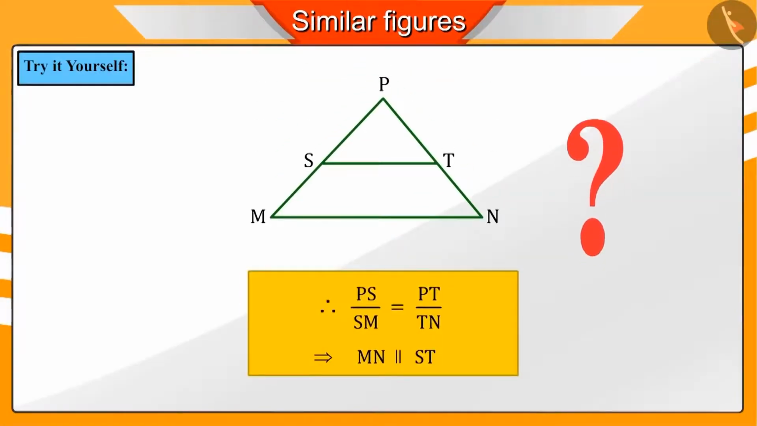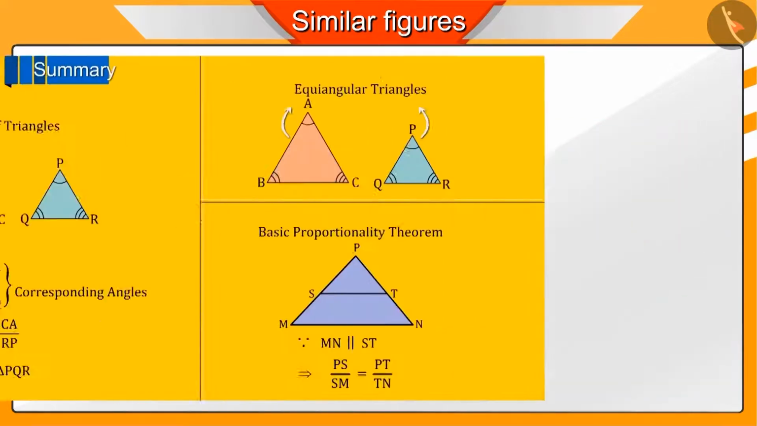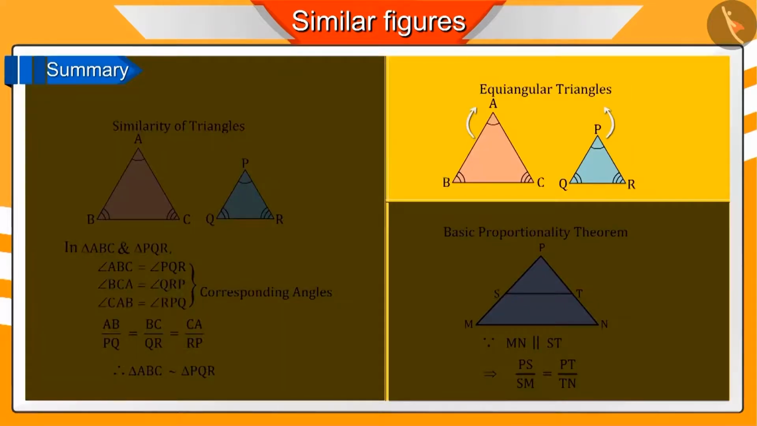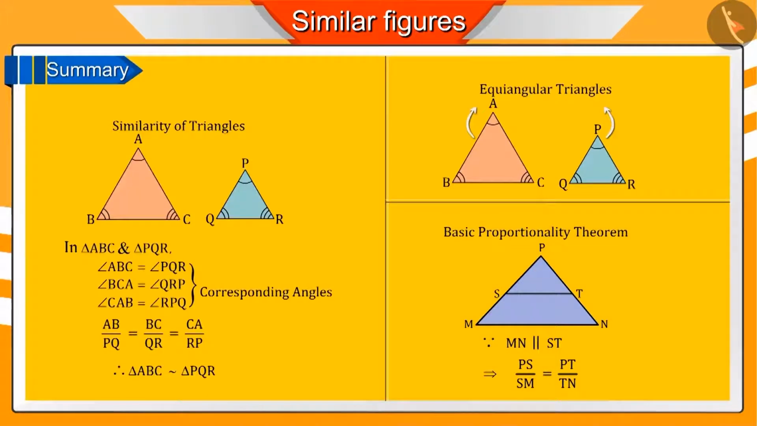Can you test the converse of this theorem? Will this also be true? If a line divides any two sides of the triangle in the same ratio, then this line is parallel to the third side of the triangle. Today, in this video, we learned about similarity, similar triangles, and the basic proportionality theorem. In the next video, we will look at some examples based on this.